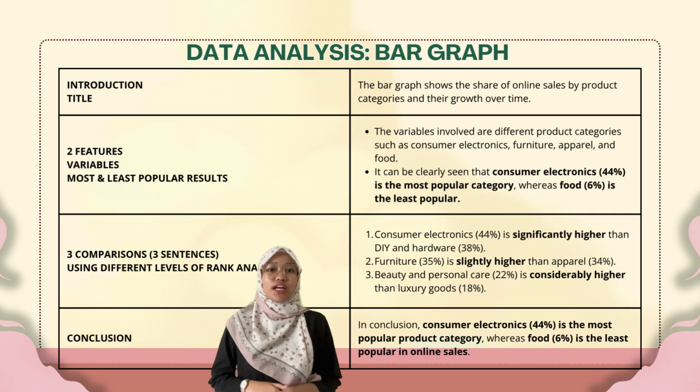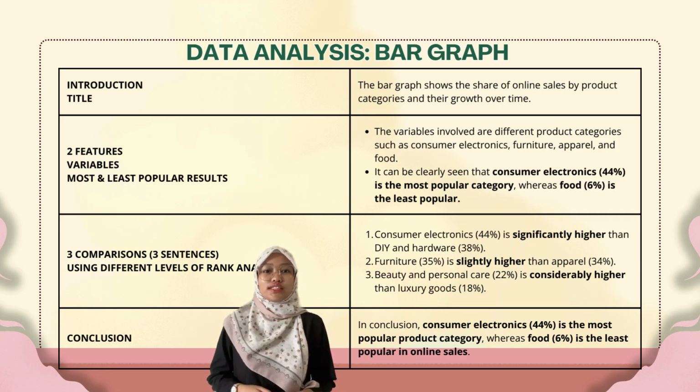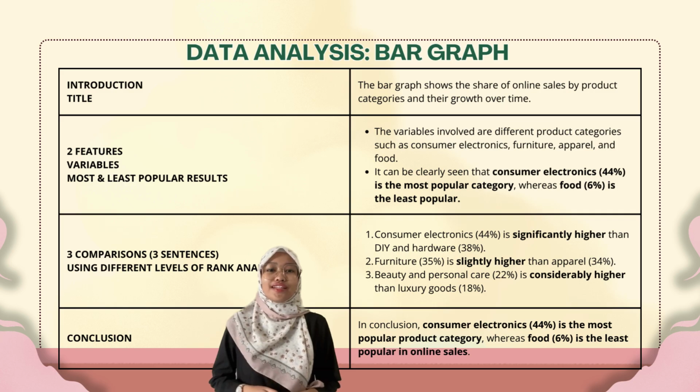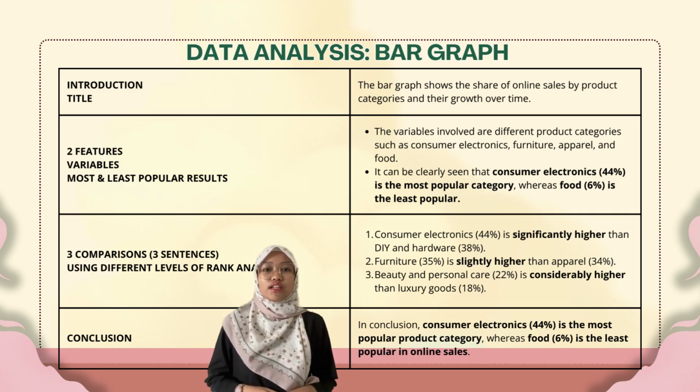Firstly, consumer electronics is significantly higher than DIY and hardware, showing a strong preference for technology products. Secondly, furniture is slightly higher than apparel, which suggests that both categories are quite similar in popularity, but furniture has a small advantage. Lastly, beauty and personal care is considerably higher than luxury goods, indicating that everyday personal care items are more commonly purchased than luxury products.